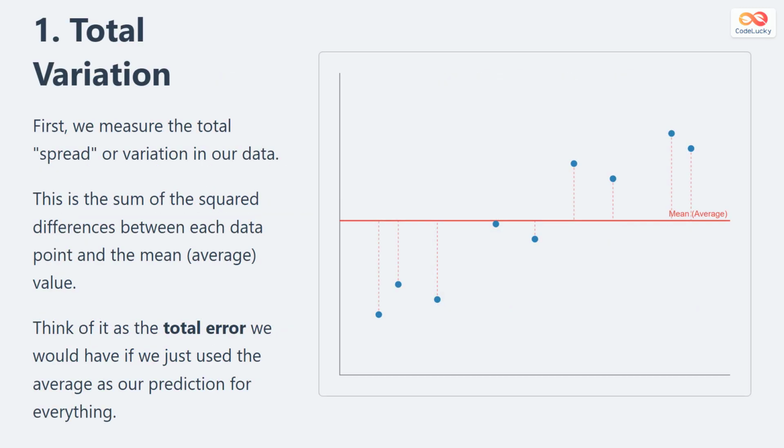Before we can understand our model, we first need to understand our data. Let's look at how spread out our data points are. We measure this total variation by comparing each point to the simple average of all the data. This gives us a baseline for the total amount of error we have if we were to just guess the average every time.